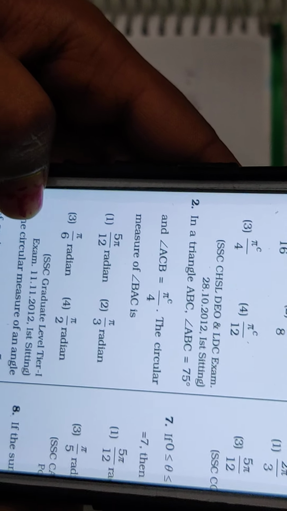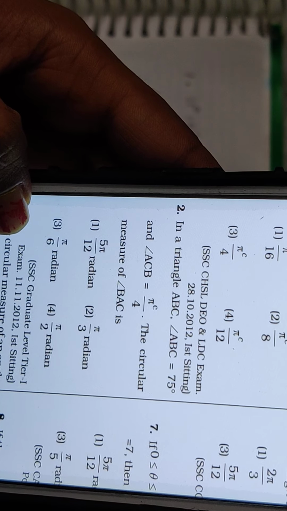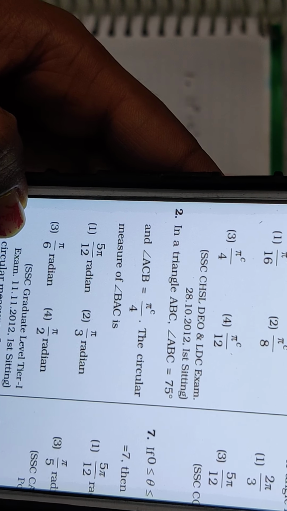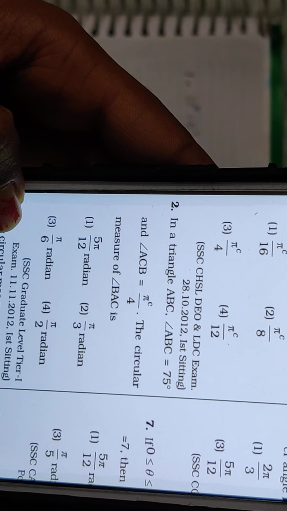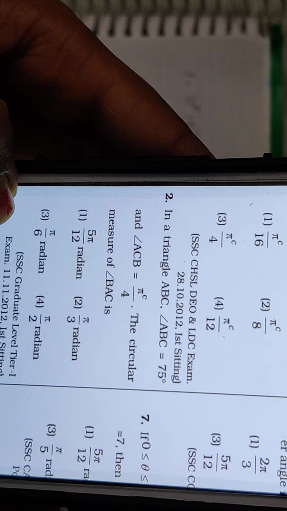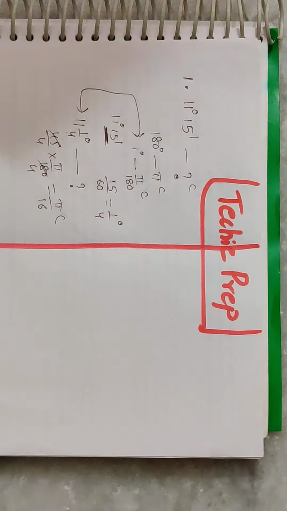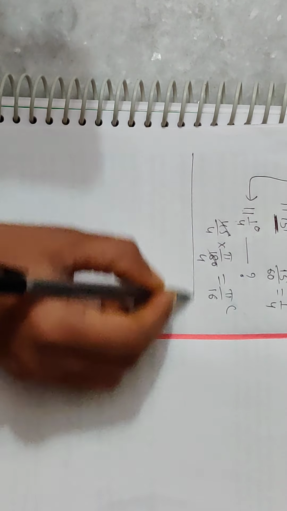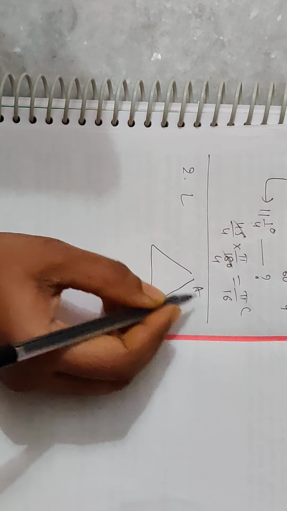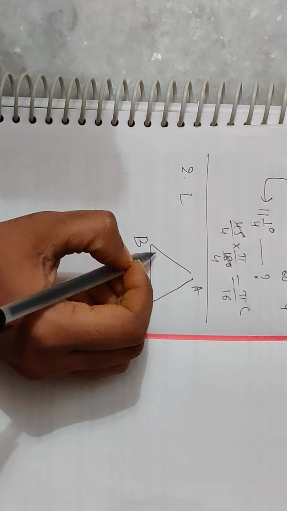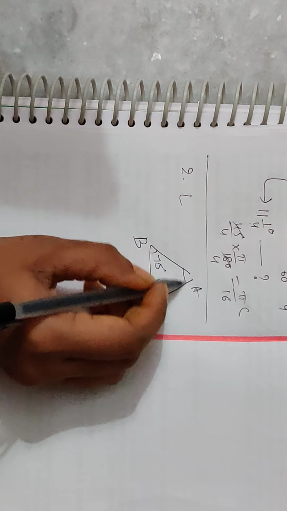See, in a triangle ABC, angle B is 75 degrees, angle C is... If an angle is indicated like ACB, that means the angle in the middle letter is the angle pointed. Angle C is pi by 4 radians and angle A is how much? So now going to the second question, it is given triangle ABC. Angle B is 75 degrees. Angle C is pi by 4, means 45 degrees. Angle A is how much?